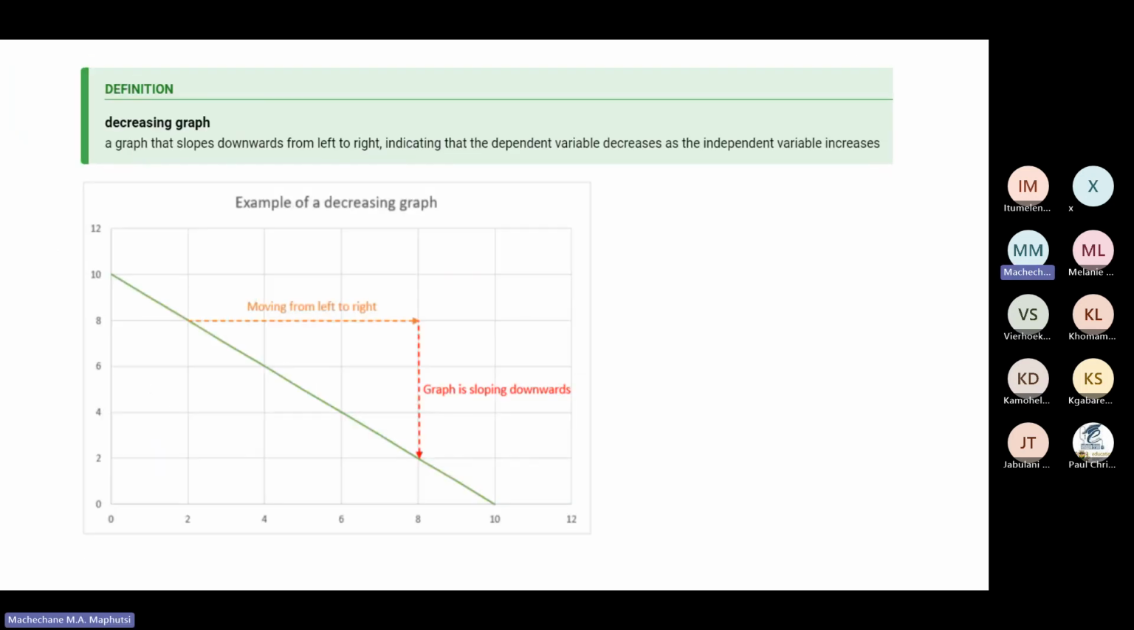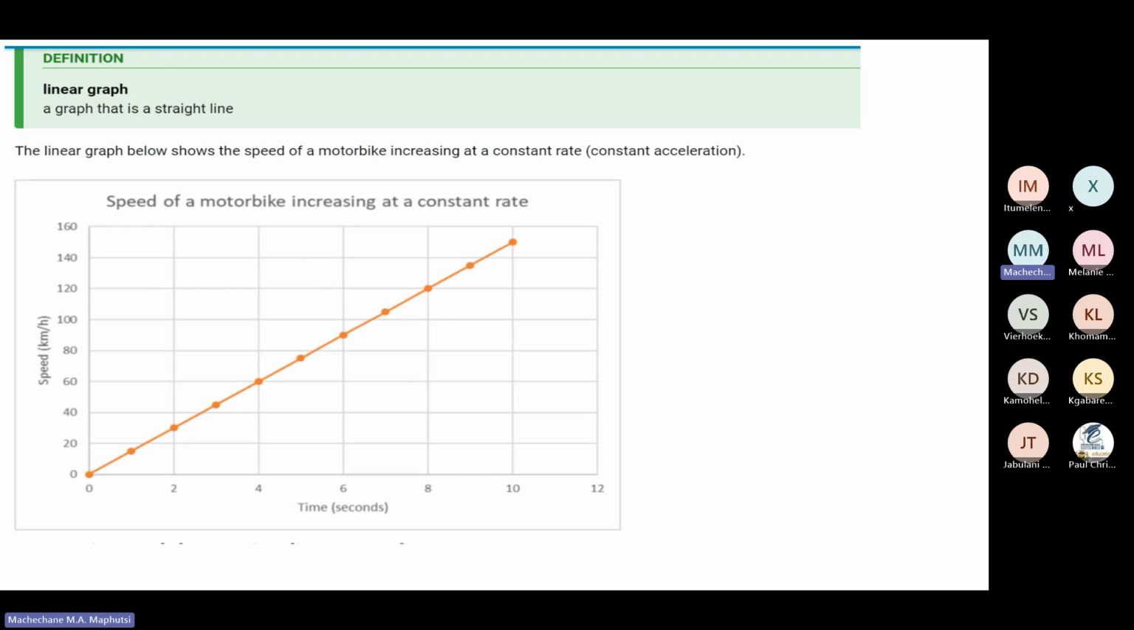So now let's look at this slide. So what do we notice there? This is an example of a linear graph. A graph that is linear means straight line. So it is a graph that is straight. Okay, this one represents the speed of a motorbike increasing at a constant rate.